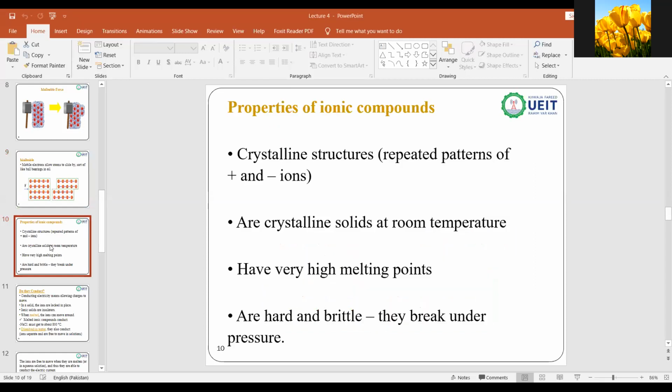Okay. Properties of ionic compounds: you can see a crystalline structure, repeated patterns of positive and negative ions. The crystalline solid at room temperature has a higher melting point. So they are hard and brittle, and they break under pressure. You can break wires and metal sheets by using pressure.